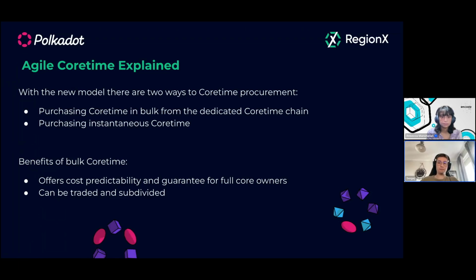So maybe a core time region, this is the thing that you get when you make a purchase on the bulk market. It gives you access to a core over the next month, but you can actually subdivide this core time region into two new parts, one of which maybe lasts the first week and the other one the later three weeks. And by subdividing, the owner can sell one part of it on the market and keep the other one to themselves.